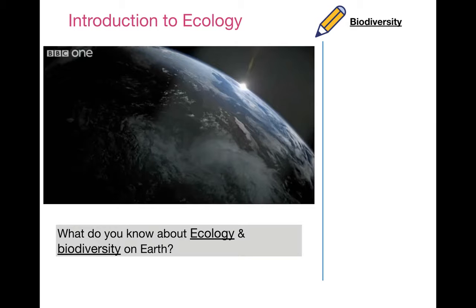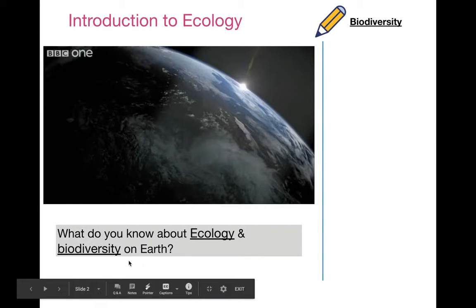Think about Ireland back in the day. Ireland used to have wild boars, wolves, bears. Foxes are still there and would have been quite populous. The Irish hare and all of these different animals we don't see as often as we used to. Like the wolf, the bear and the wild boar, they're all extinct. So that is biodiversity. Biodiversity is the variety of living things.